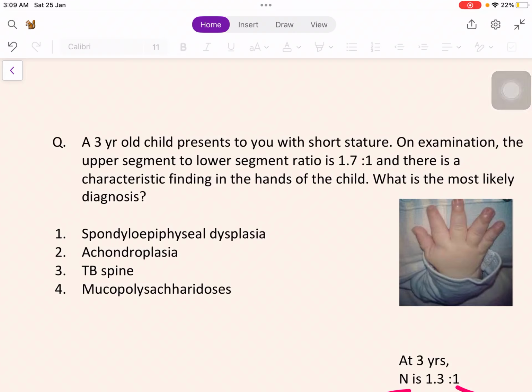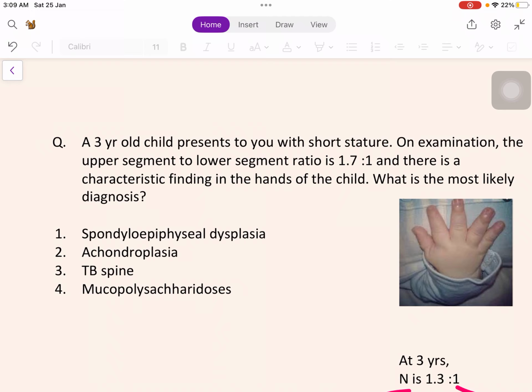Hello guys. So the question for today from Pediatrics is a 3-year-old child presents to you with short stature. On examination, the upper segment to lower segment ratio is 1.7:1 and there is a characteristic finding in the hands of the child. What is the most likely diagnosis?